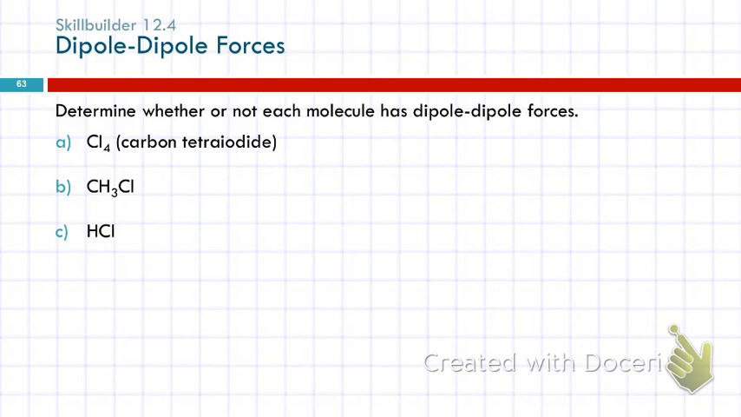Well, if we're trying to figure out if these have dipole-dipole forces, we need to determine if they are polar or nonpolar. So the carbon would be in the middle, and the iodines would be around the edge.